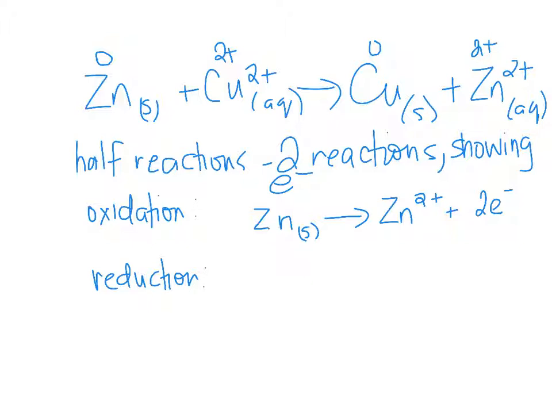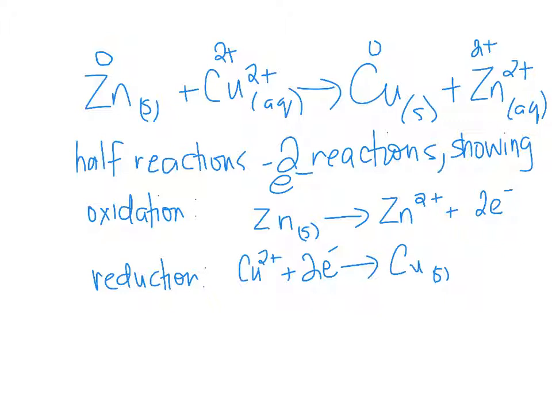So reduction, copper 2 plus is reduced to copper solid. Where do you think you're going to put the electrons? The left side? You agree? Big blank space, and the big blank space is a big hint. And how many? 2. Because it went from 2 plus to 0, so it had to have gained 2 electrons. You okay with that?